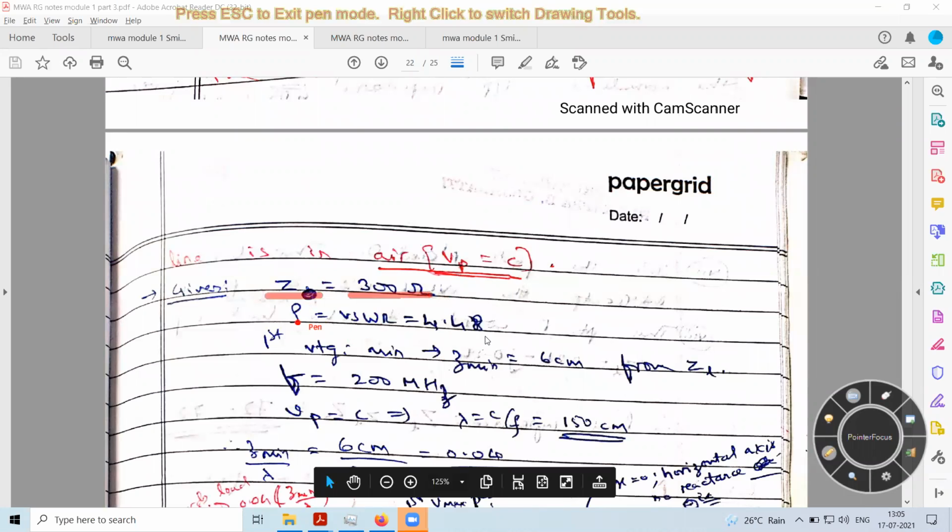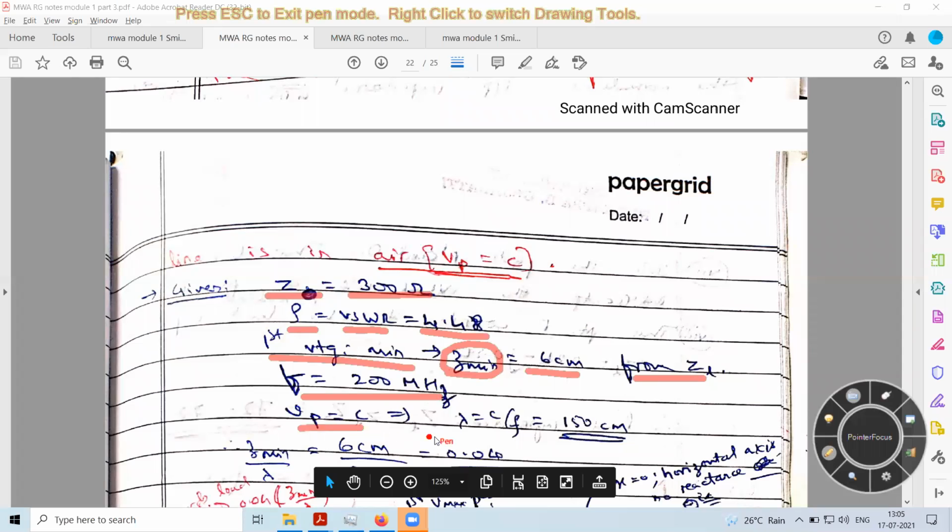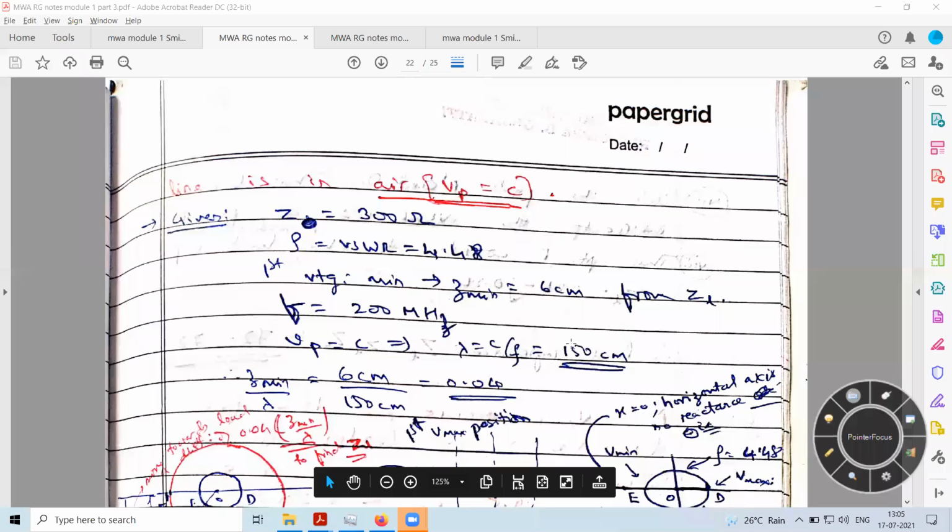So Z0 is 300. Rho is given by the VSWR, which is equal to 4.48. The first voltage minima is at a distance, termed as Zmin, which is 6 centimeter from ZL. The frequency is specified, VP is given as c, and therefore lambda is around 150 centimeter.